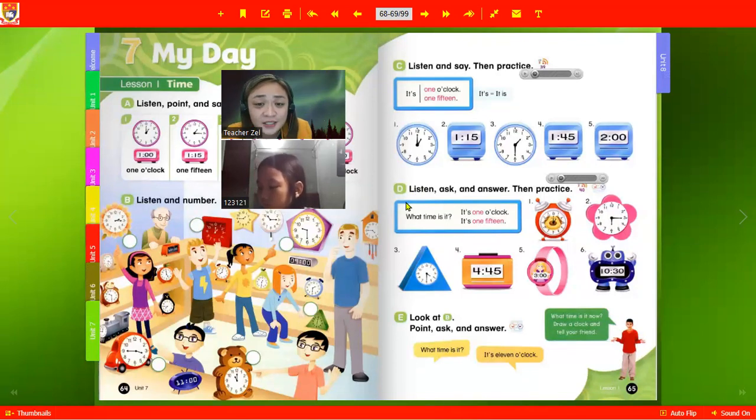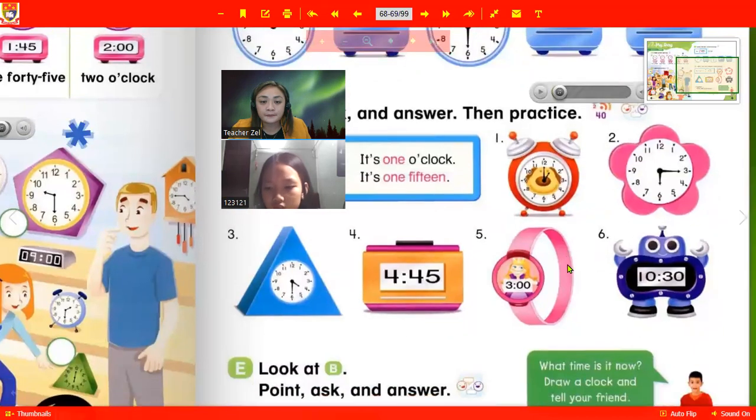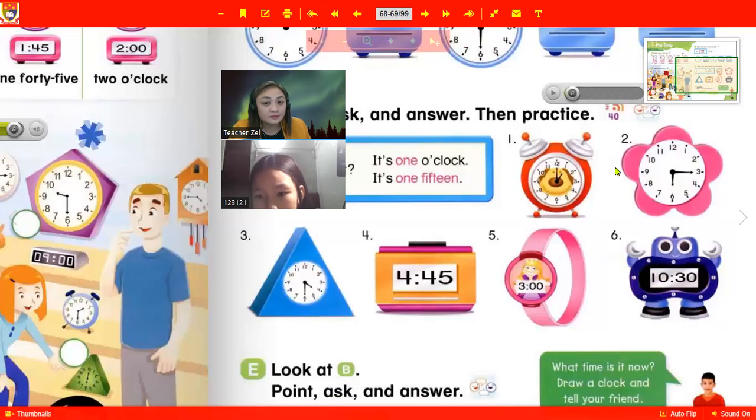Good job, Bella. All right, so let's proceed to exercise D. Listen, ask, and answer, then practice. Okay, Bella, what time is it? Picture 1, what time is it? It's 1 o'clock. Very good. How about picture 2? It's 6:15. Good job, Bella. How about picture 3? It's 4:30. Very good. How about picture 4? It's 4:45.